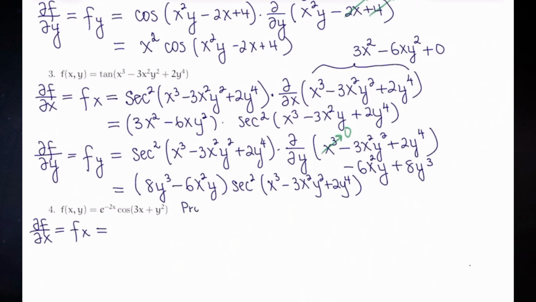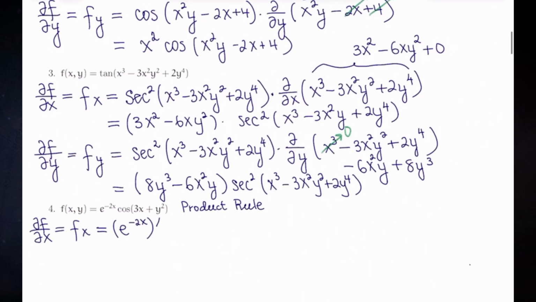So let me make a note here: product rule. This would be e to the power negative 2x, prime, with respect to x, times cosine of 3x plus y squared, plus e to the power negative 2x times the derivative of cosine of 3x plus y squared with respect to x. So this is partial.